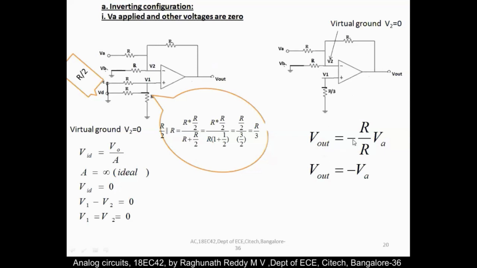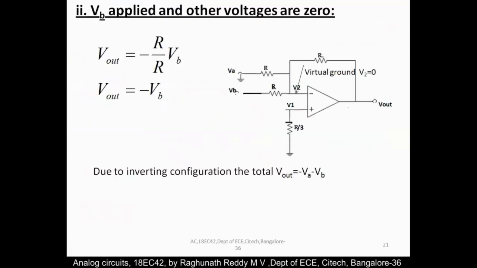Now V out equal to minus RF by R into the applied input voltage VA. These two resistances are the same, so V out equal to minus VA. We get minus because VA is applied to the inverting input terminal. Similarly, VB is applied, VA is made 0. At that time, V out equal to minus VB. Due to the inverting configuration, the total output voltage equal to minus VA minus VB.